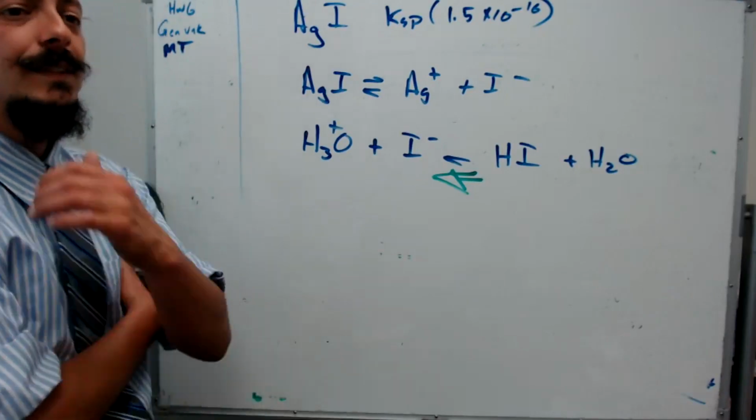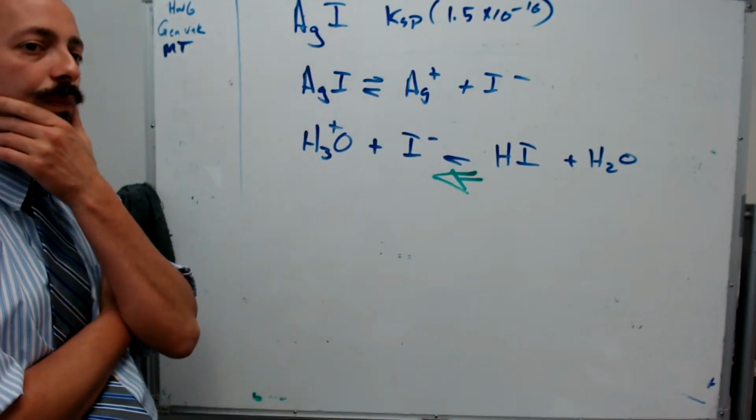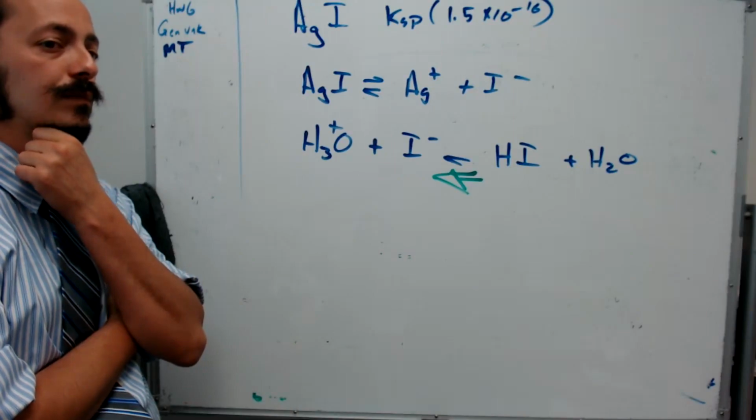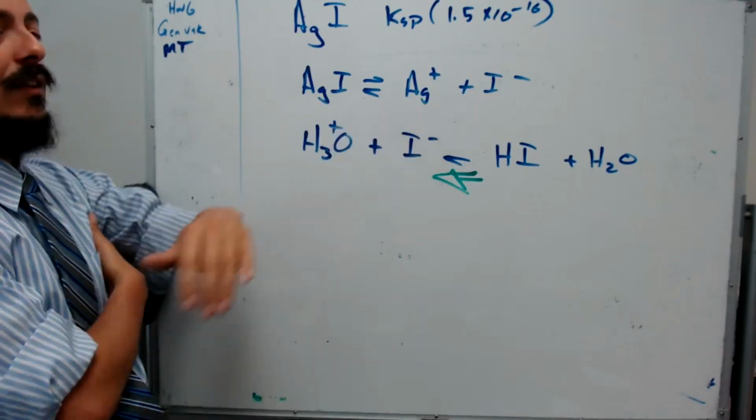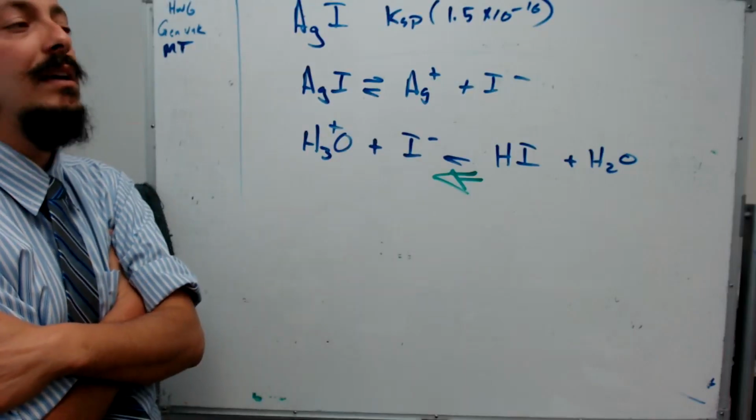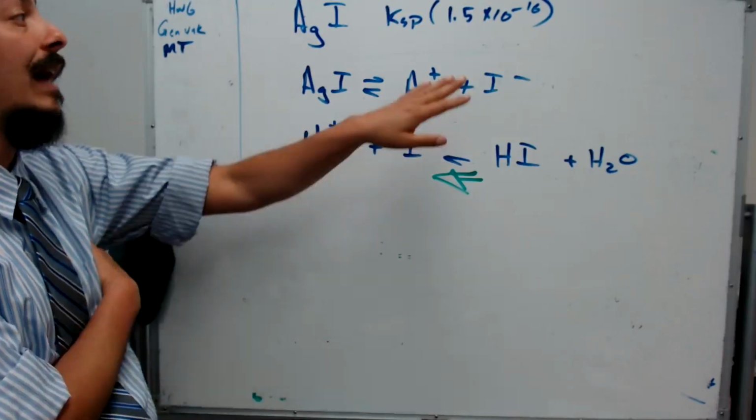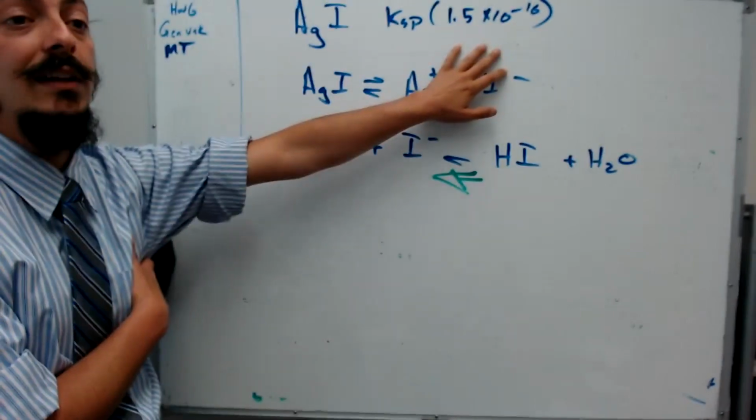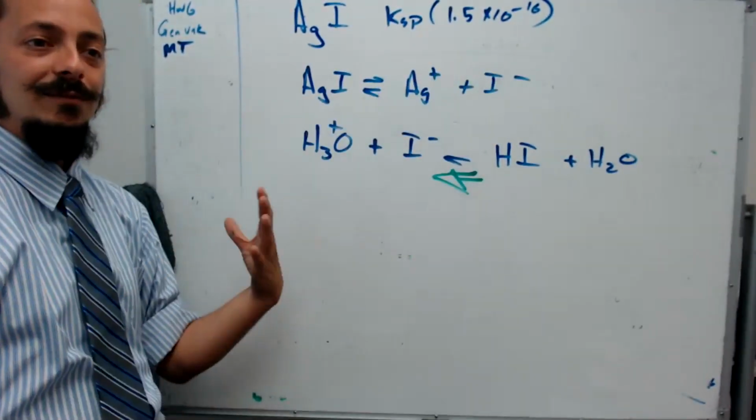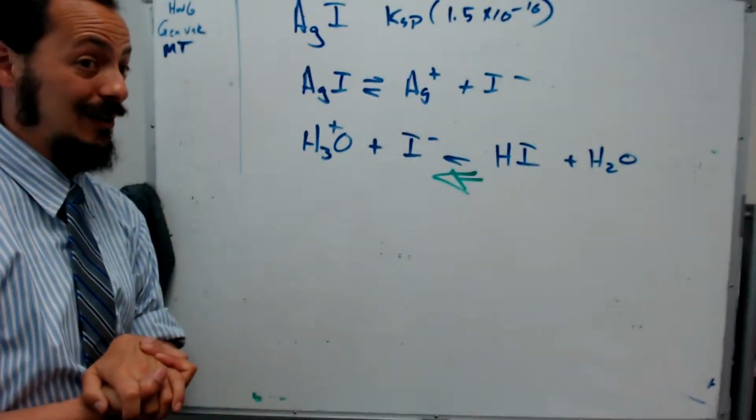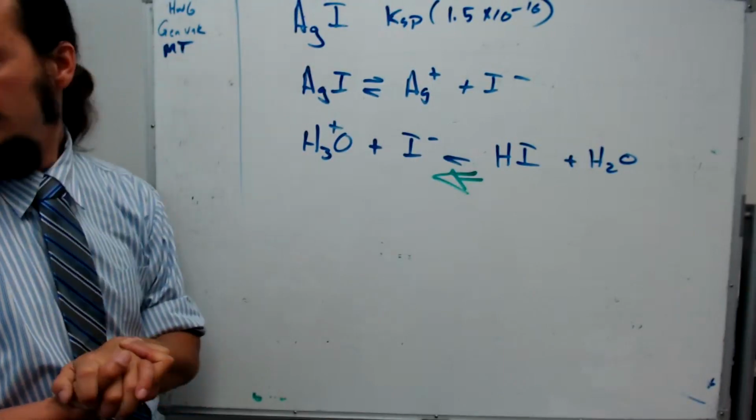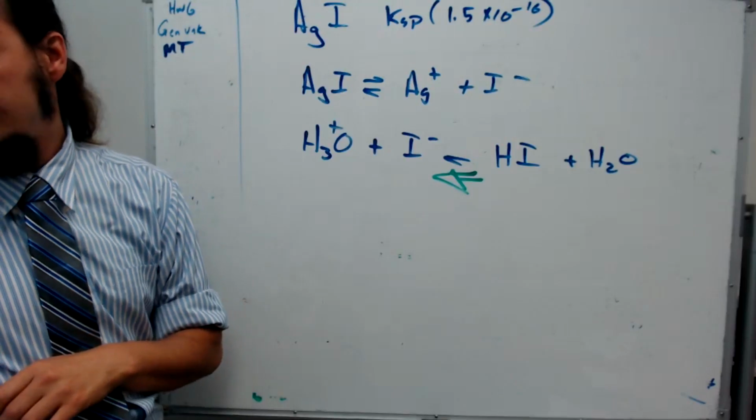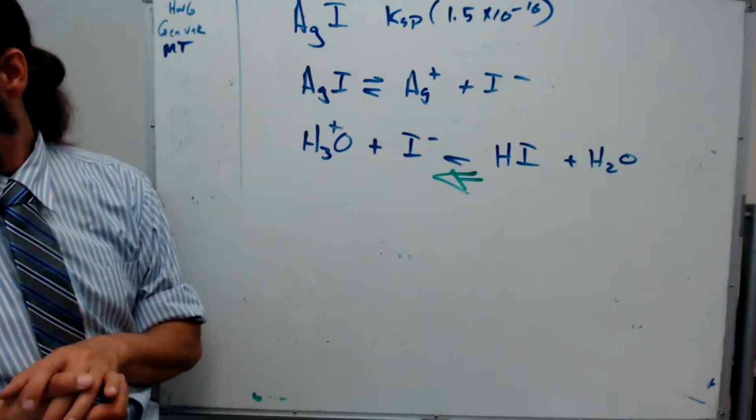So if it was a more basic solution, then you would react it with OH and then it would be affected, right? You would run into the problem of potentially forming silver hydroxide, and that would be a competing KSP value. So we'd have to look at the KSP of silver hydroxide and then do a precipitation competition. Okay, so you just don't worry about the OH for this at all. Right, because this particularly said a pH of 3, so it was more acidic.